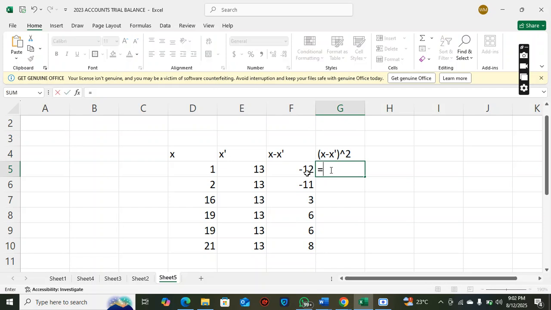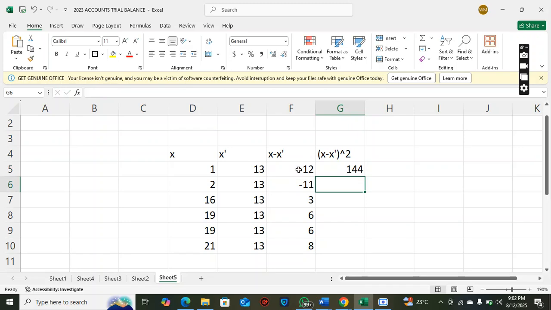Then now we square each deviation, okay? Not square root, square, meaning you're multiplying each number by itself. Negative 12 times negative 12, 144. Negative 11 multiplied by negative 11, 121. 3 times 3, 9. 6 times 6, 36. 8 times 8, 64.